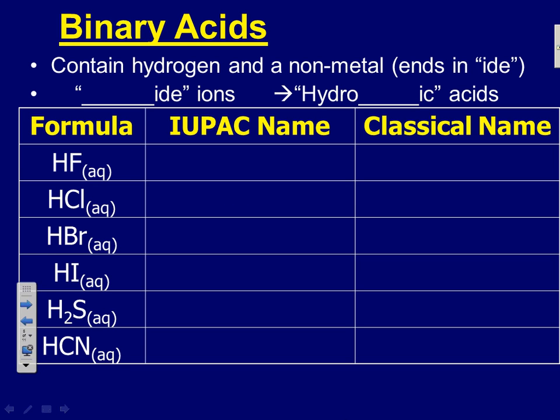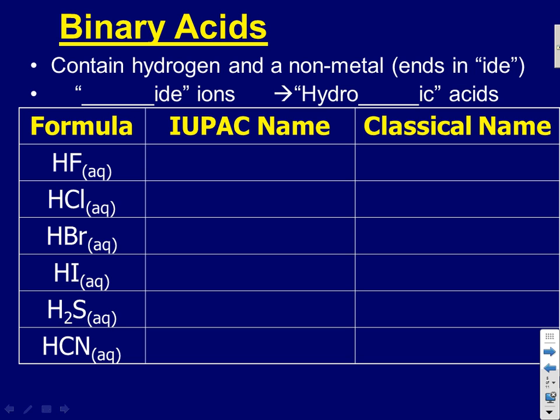So, binary acids. Now, in this chart here, you do not necessarily have to put the boxes and make it look like a chart. It's just really a list of some names. But if you need a ruler and want to make the chart, there's a ruler for you. But again, you could make 3 columns: formula, IUPAC name, classical name.